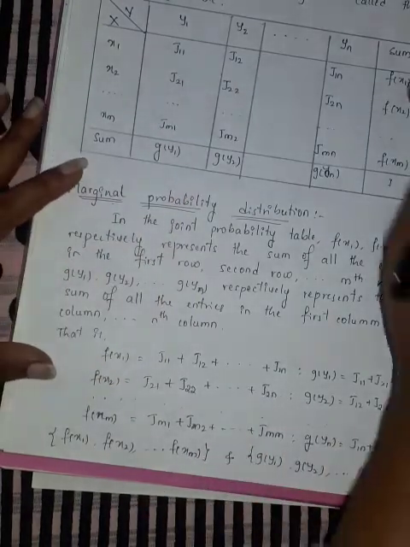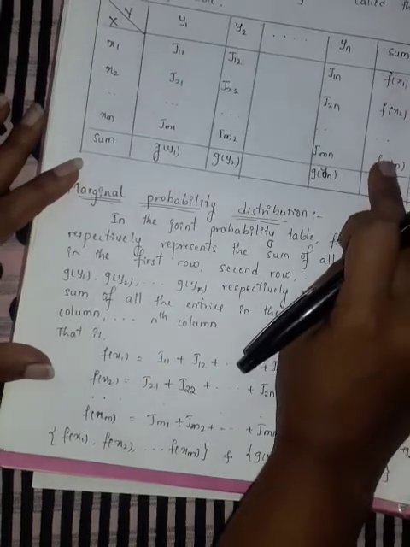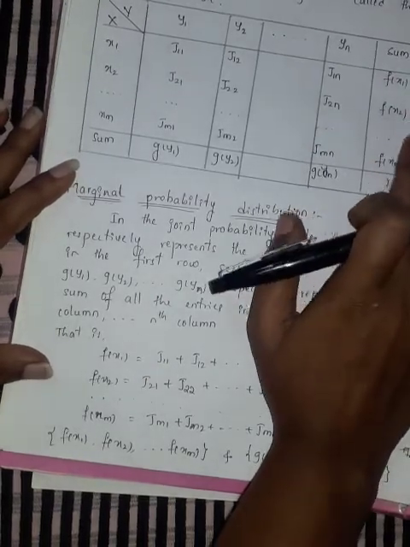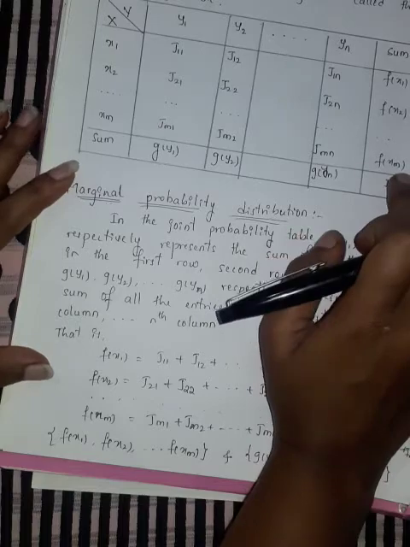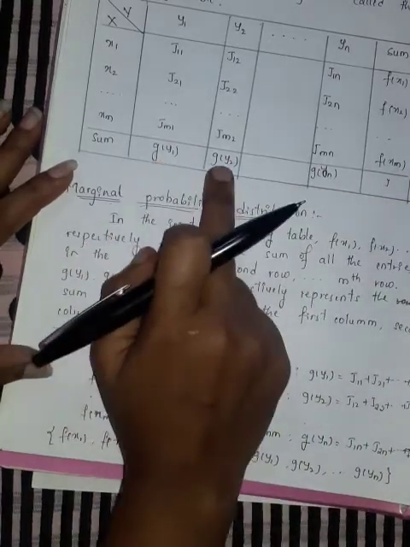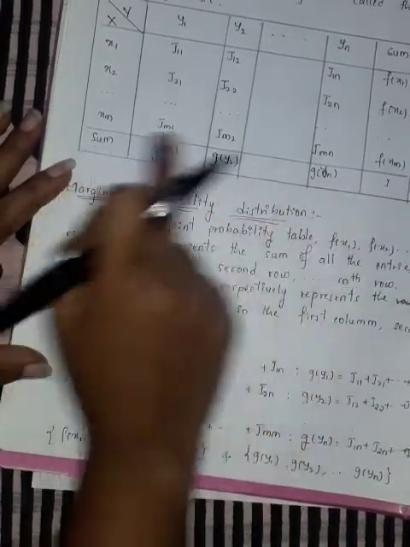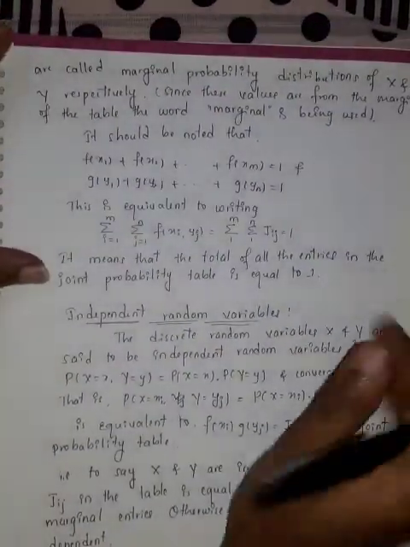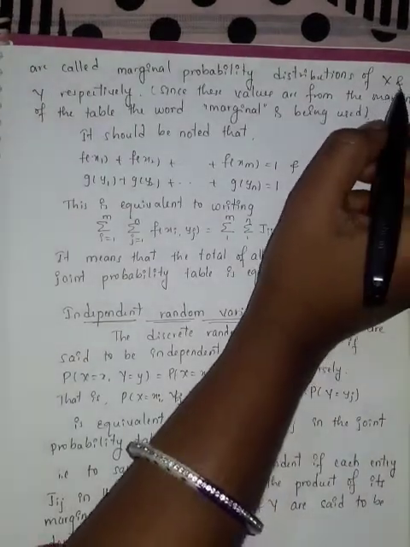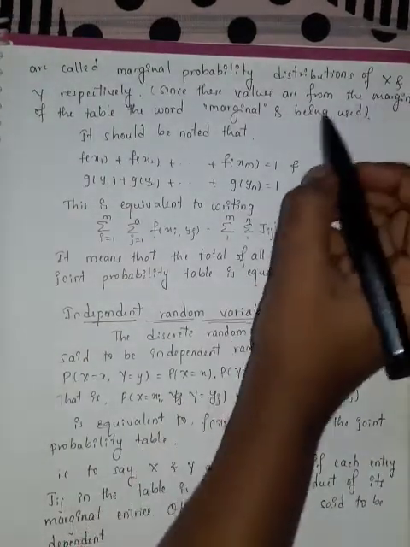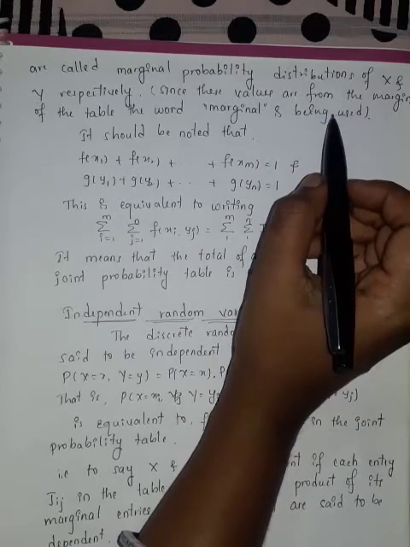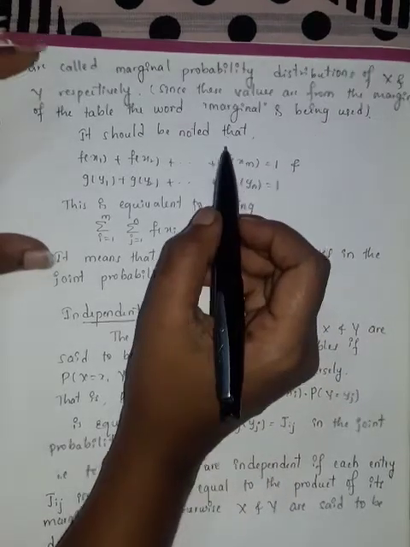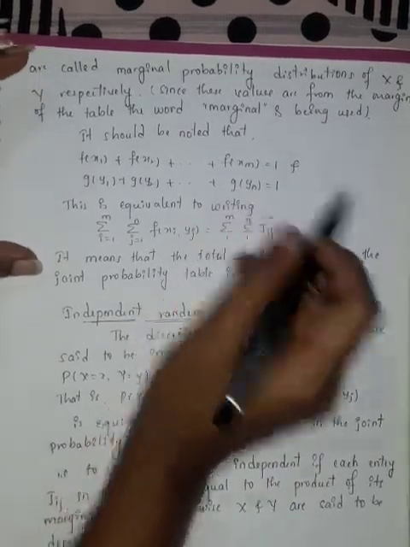And this set of values, that is f of x1, f of x2 up to f of xm, and g of y1, g of y2 up to g of yn, all these values are called the marginal probability distribution of x and y respectively. Since these values are from the margins of the table, the word marginal is being used.